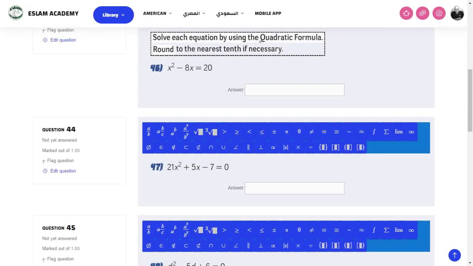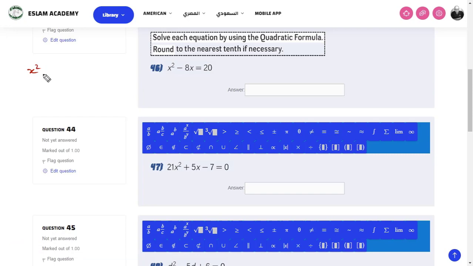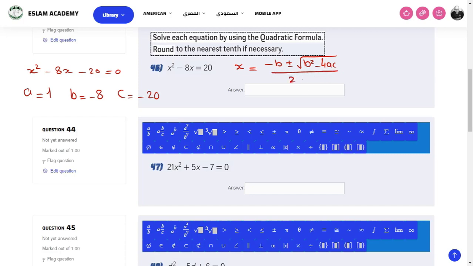Solve each equation by using the quadratic formula. To solve by using the quadratic formula, we just need to write the zero equation. The zero equation now will be x² minus 8x minus 20 is equal to 0. Now we need to find the values: a is 1, b is equal to negative 8, c is equal to negative 20. By using the quadratic formula, which is x equals negative b plus or minus the square root of b² minus 4ac, divided by 2a.